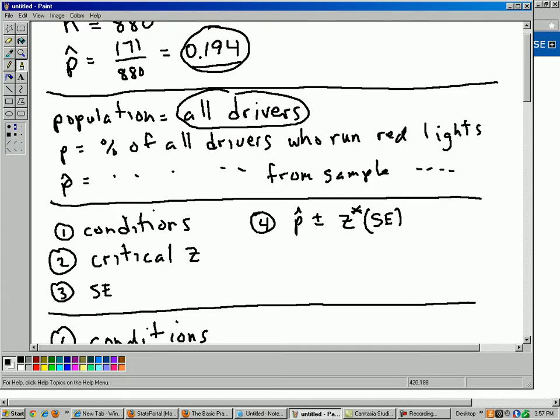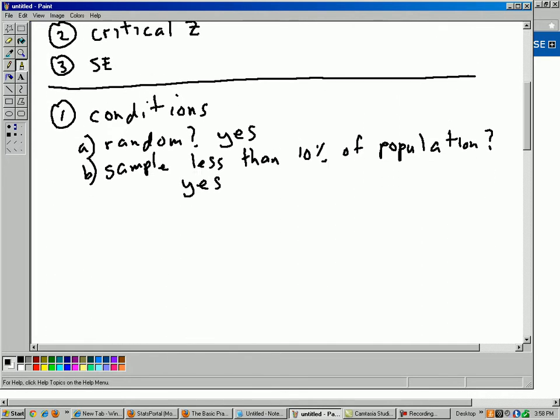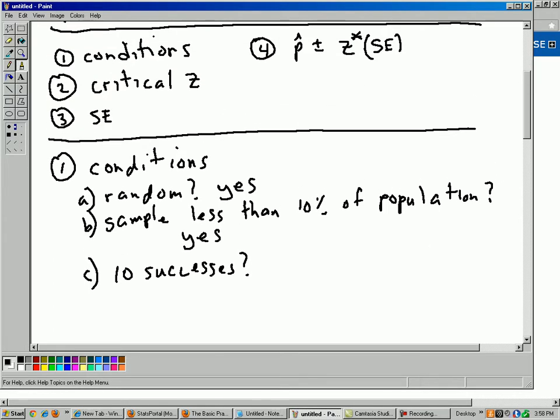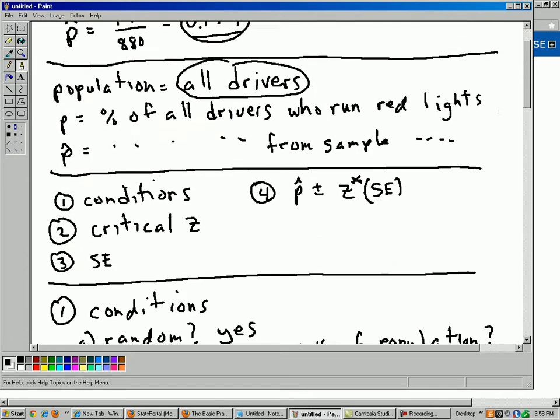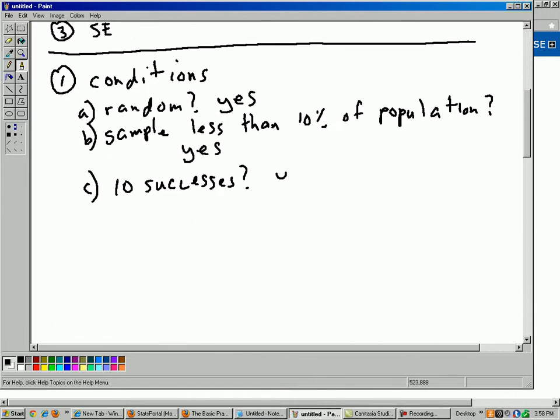Well, we have millions and millions of drivers. And our sample size is just 880. So yeah, 880 is way less than 10% of all the drivers. So the answer is yes. Okay, third, do we have at least 10 successes? Yes, we have. So success is that we found someone that ran a red light. We had 171 of those. So yes, we have 10 successes.